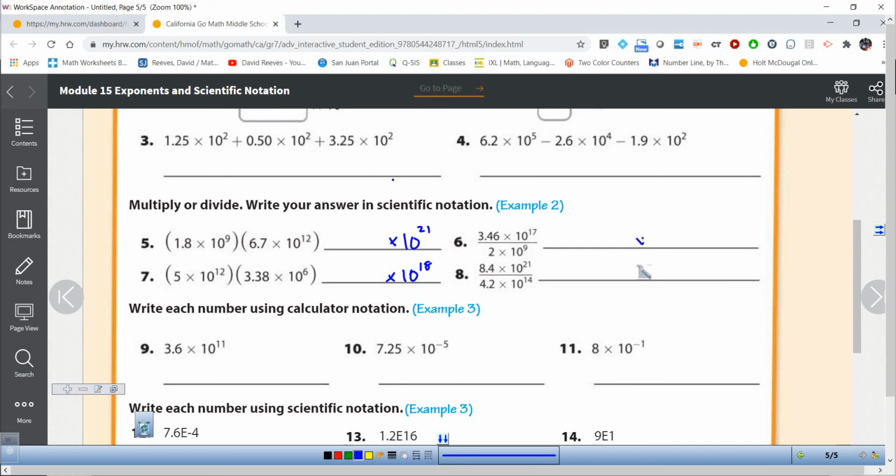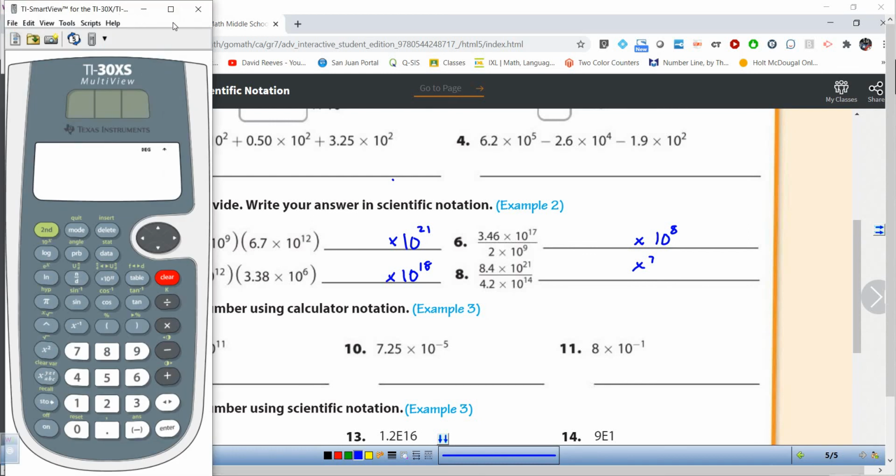Okay, remember when we divide, we're going to subtract, right? So right here I have 17 minus 9. 17 minus 9 would be 8. And right here I have 21 minus 14, and that would be 7. Okay, so for those parts, you should not be using a calculator. Absolutely, positively, no calculator needed. Okay, now this part right here, should you know how to multiply 1.8 times 6.7 without a calculator? Absolutely, you should. Okay, but I really honestly don't mind if you break out a calculator at this point.